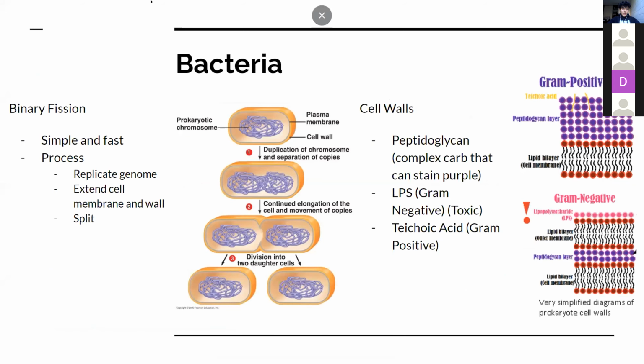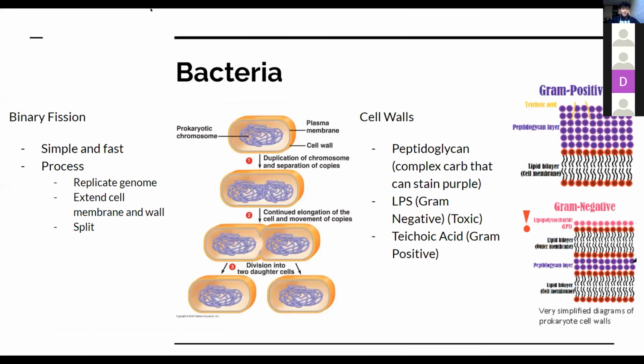Okay. So bacteria, basically, their asexual reproduction is effectively binary fission. Simple, fast. It's got a three-stage simple process, which is replicating the genome, extending the cell wall and membrane, and then splitting, as you can see from the diagram right there.